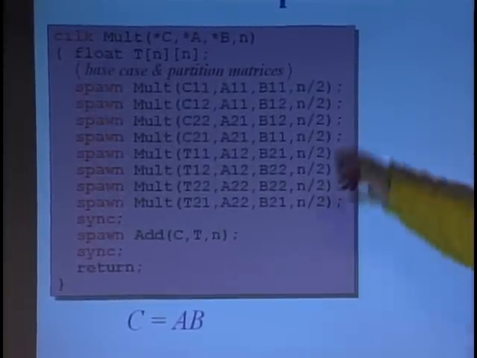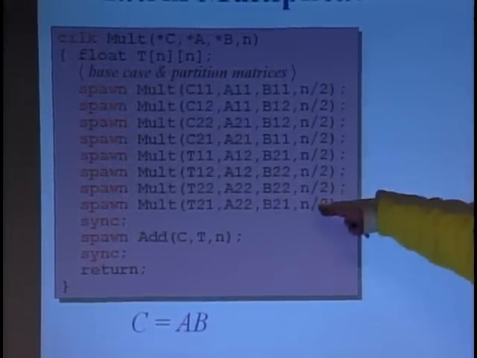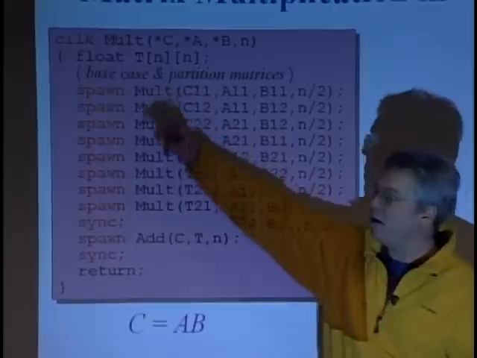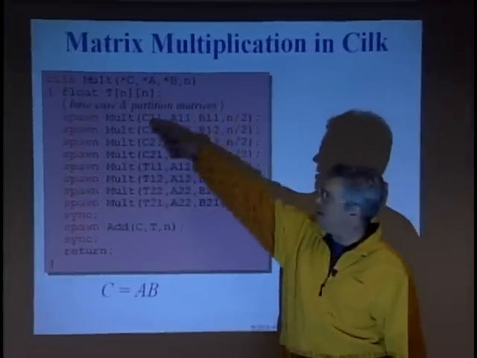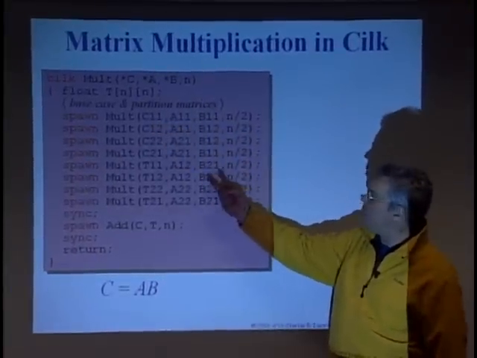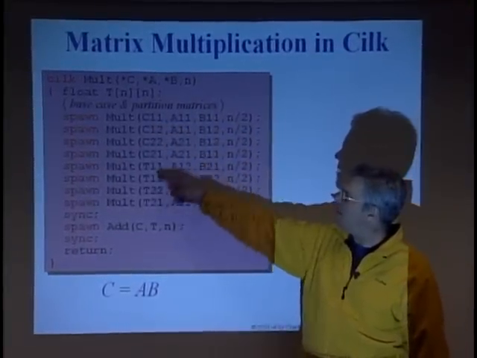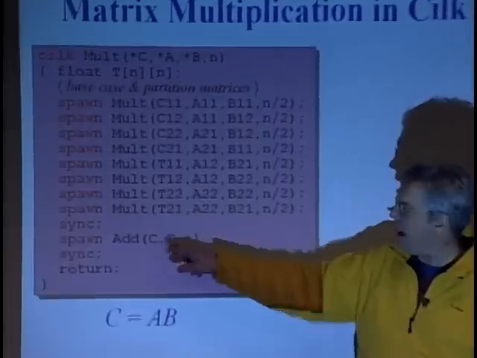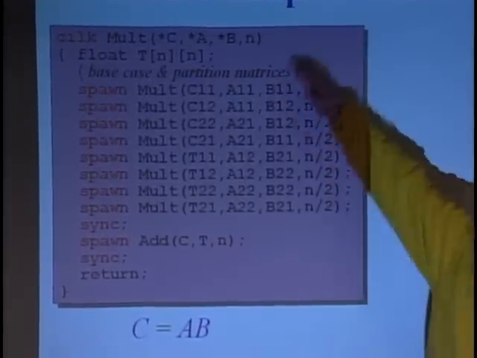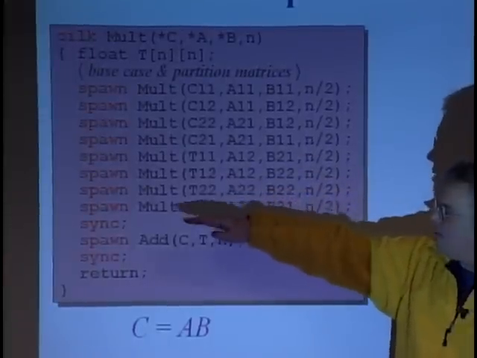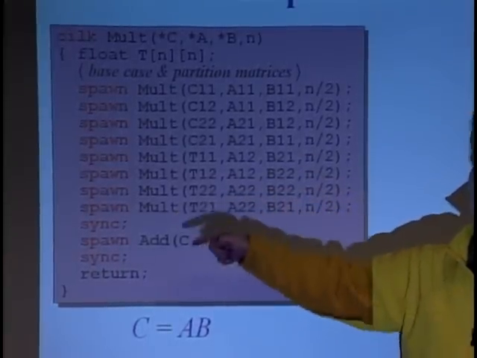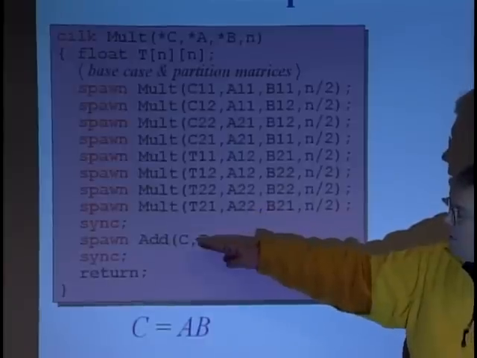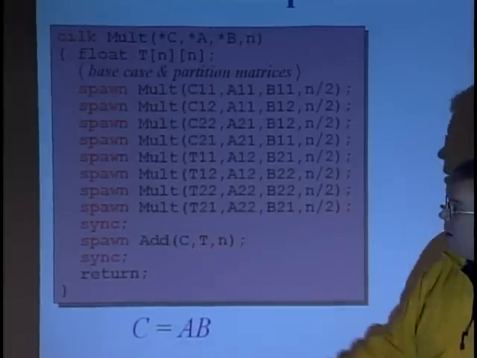So matrix multiply is, you do these 8 multiplies. I had to create a temporary variable. So the first 4 multiply the A's and B's into C. The second 4 multiply the A's and B's into T, and then I have to add T into C. So I do all those spawns, do all the multiplies. I do a sync, because I better not start using the results of the multiplies and adding them in until the multiplies are done. Then I do, what?